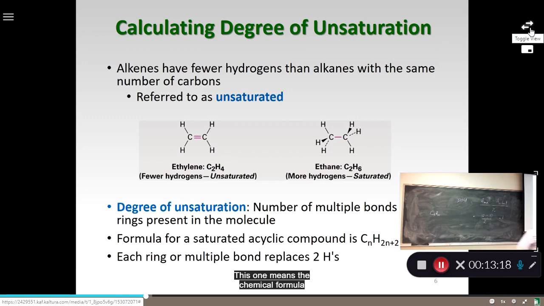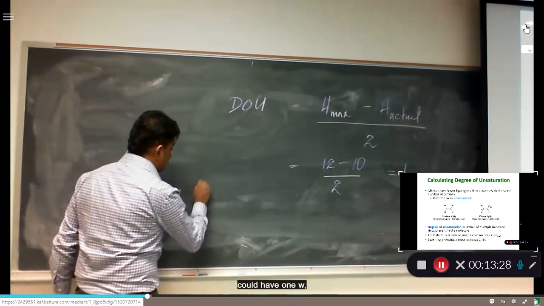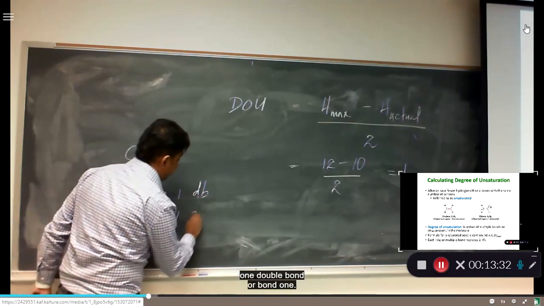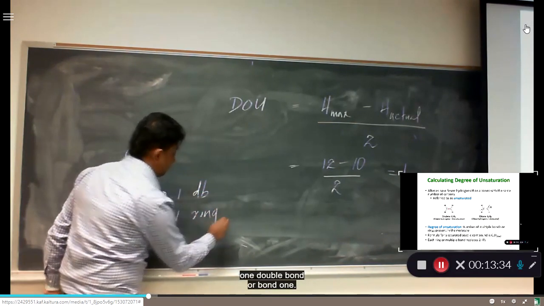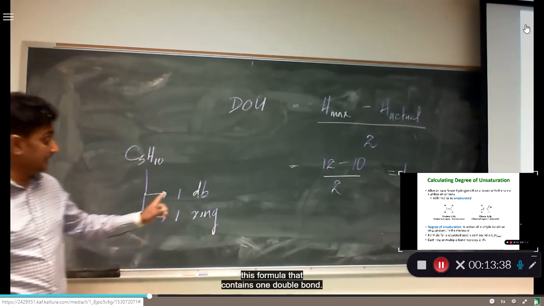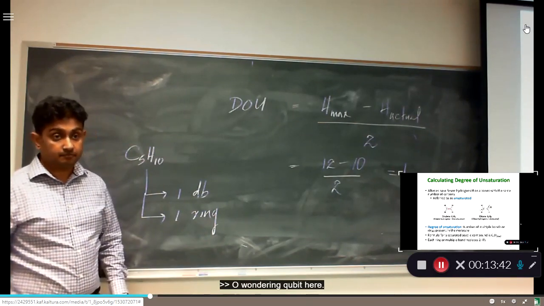This 1 means the chemical formula C5H10 could have one double bond or one ring. So you can have a structure for this formula that contains one double bond or one ring. Are we clear? All right.